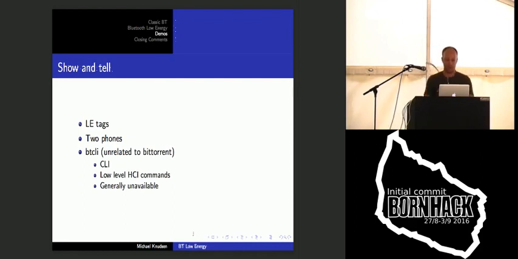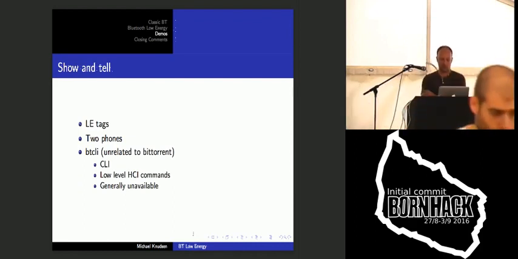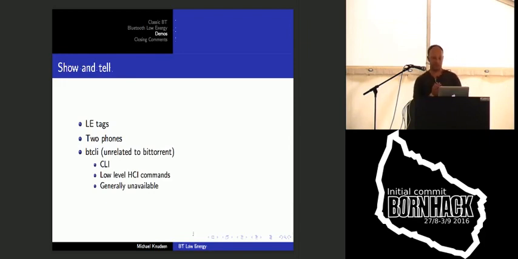Okay, so for this I'm using a proprietary tool called BTCLI, which is not related to BitTorrent. It's a command line interface using which you can emit the low-level control commands to set up your Bluetooth controller. In a lot of cases you'll have some sort of API which corresponds exactly to these commands. This tool is generally not available, but the company that did it may have more or less intentionally leaked it, so it might be possible to pick it up somewhere.